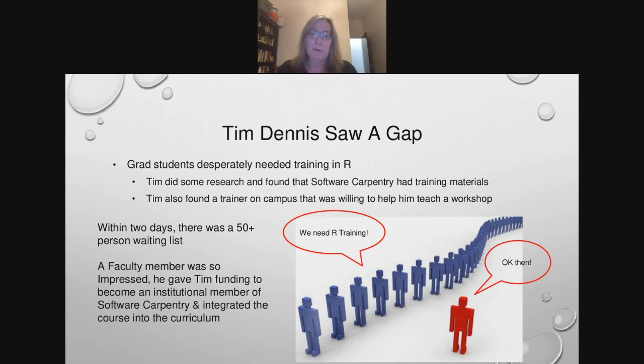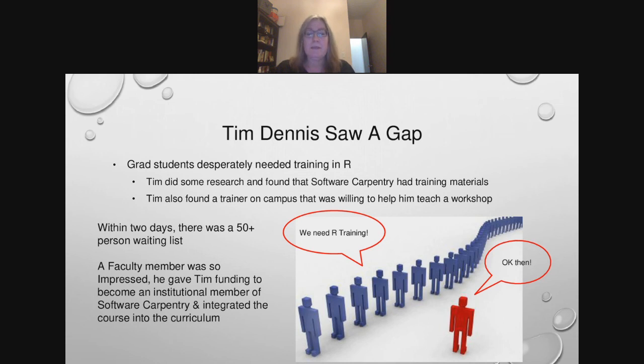So Tim went out looking for some materials to teach R and found Software Carpentry. He also found out there was someone, I think he was a faculty member at UCSD, that was a certified instructor. So he got together with this guy and they set up a 2-day workshop, I believe, in R and Python. It might have been 1 day, just R, I can't remember. But anyway, they had a 50+ person waiting list after 2 days. So Tim has found something that really is needed on campus.